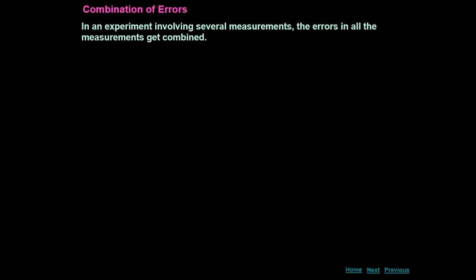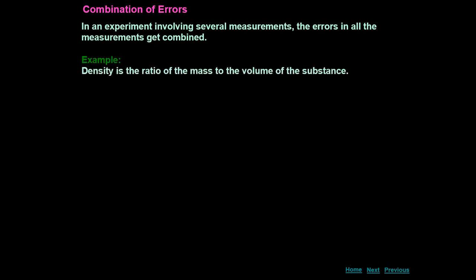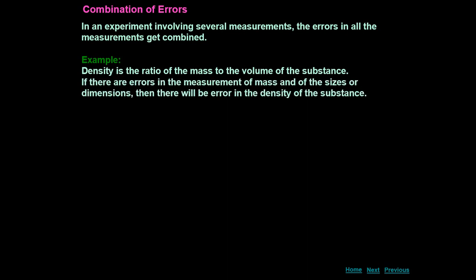So we are going to discuss the combination of errors. In an experiment involving several measurements, the errors in all the measurements get combined. Example: density is the ratio of the mass to the volume of the substance. If there are errors in the measurement of mass and of the sizes or dimensions, then there will be error in the density of the substance.